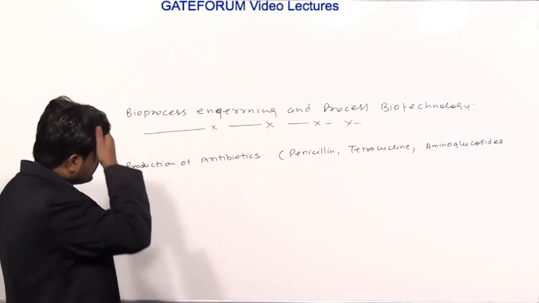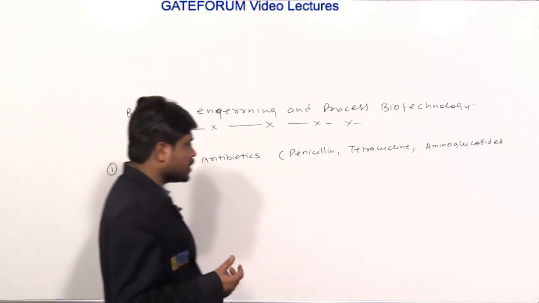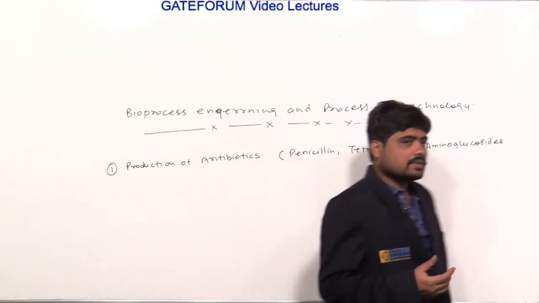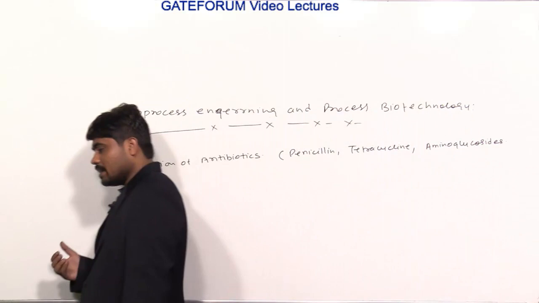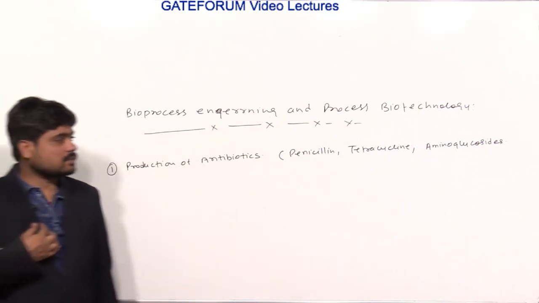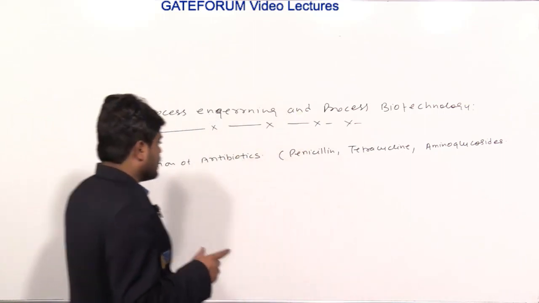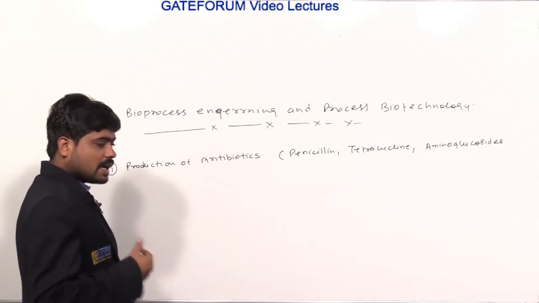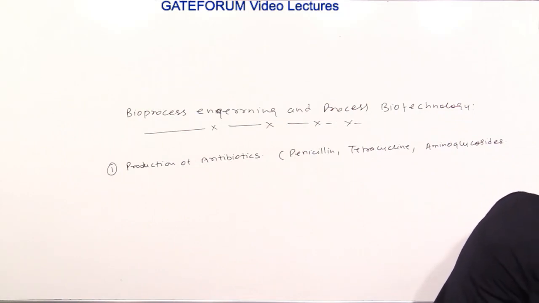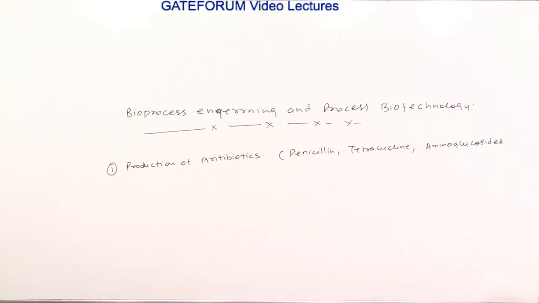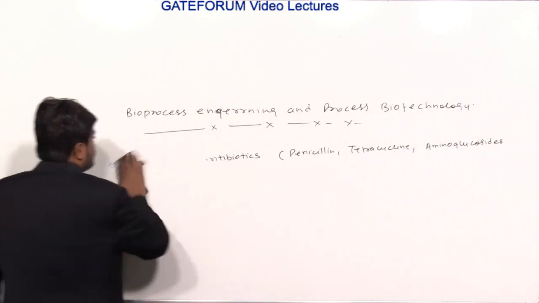So the first topic I am going to start is the production of antibiotics. How are the antibiotics produced here? The first antibiotic I am going to start with is penicillin. The second antibiotic is tetracycline, and the third is aminoglycosides. So first I am going to explain the production of the penicillin antibiotic, and how exactly it is produced.